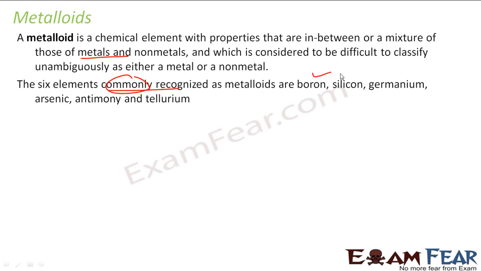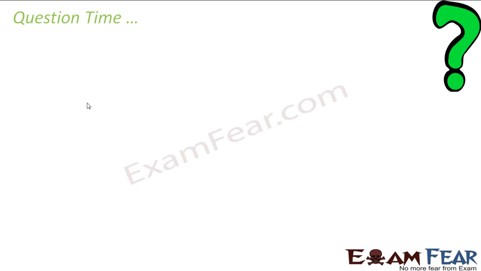Commonly, boron, silicon, germanium, arsenic, antimony and tellurium are called metalloids. Again, there is still debate on that, because some people will say silicon is a metal, some will say it's a non-metal. But generally, 90% of people agree that these are metalloids because they have properties which are between metals and non-metals. They have a mixture of the properties of metals and non-metals, and they are difficult to classify as metal or non-metal. Now it is question time.